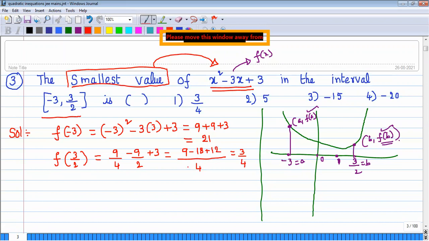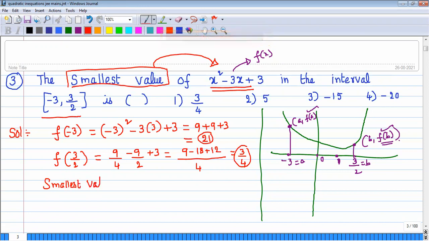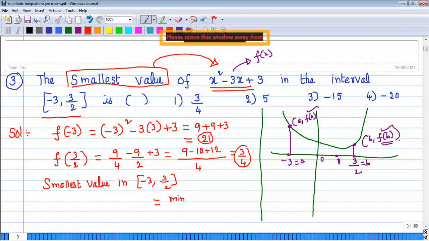So what we need to find out? The minimum of these two, 3 by 4, obviously correct. Therefore the smallest value in minus 3 comma 3 by 2 is equal to the minimum of 21 comma 3 by 4. Obviously 3 by 4. So this is the answer.